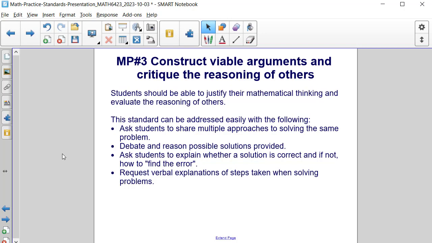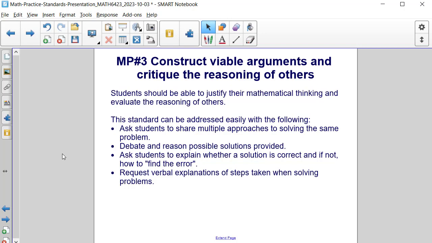So you can ask students to explain whether a solution is correct or incorrect. Other times in classwork and homework, or even on an assessment, they may have to find the error within work that was done by another student. Those are other types of questions that hone in on math practice standard number 3.